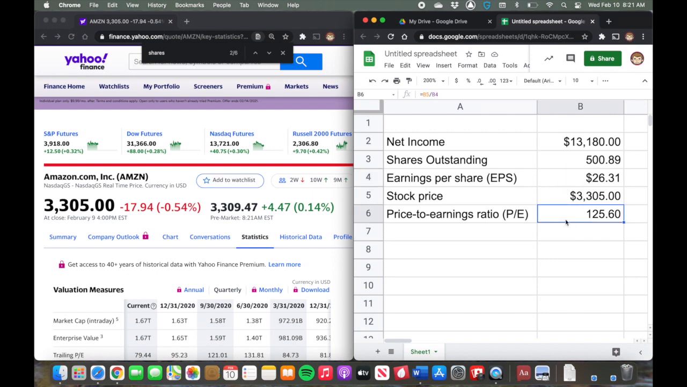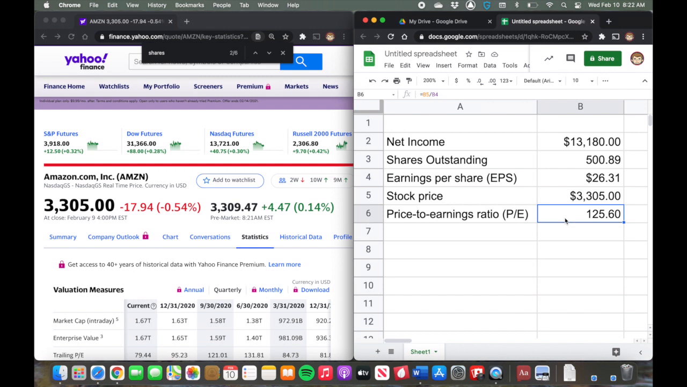So if Amazon's earnings don't grow, it would take 125 years to make back the amount of money you paid for the stock. It's trading at 125 times its profits. What this is telling us is that investors expect an extreme amount of growth from Amazon's earnings in order to justify this price. So they're willing to pay a really high price for the current profits that Amazon's making because they expect an extreme amount of growth.